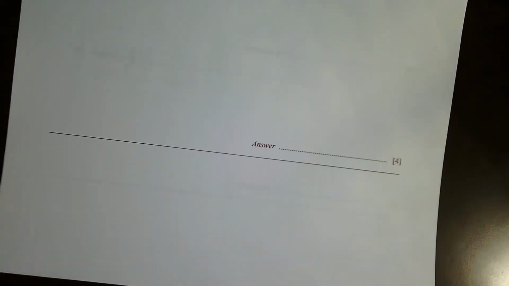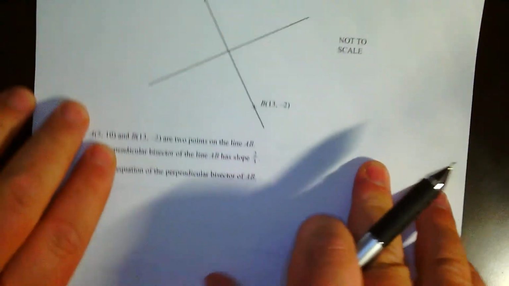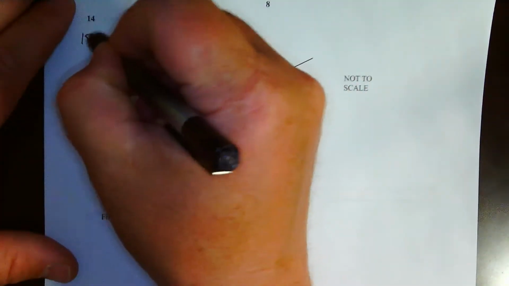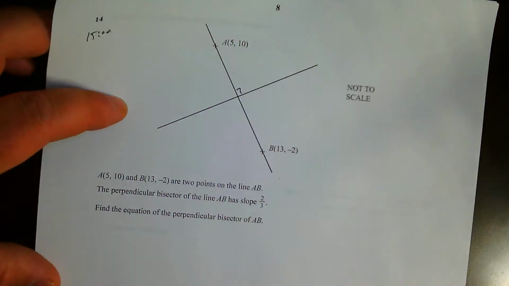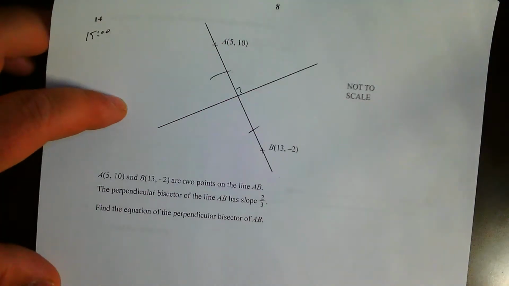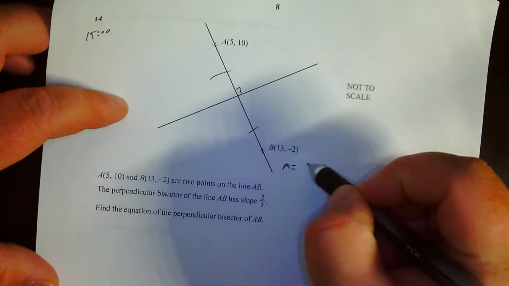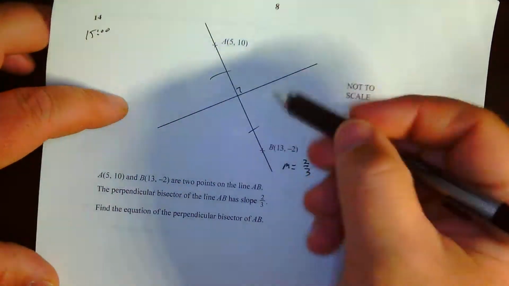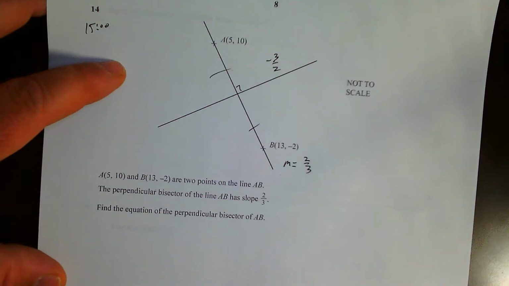Man. Okay. We got the point 5, 10 up here and the point 13, -2 over there. All right. And we've got a perpendicular bisector. So that means this side and this side are equal to each other. And this AB has a slope of 2/3. Find the equation of the perpendicular bisector. So here's 2/3. So I know the slope of this one's -3/2 because it's going to be the negative reciprocal, right?